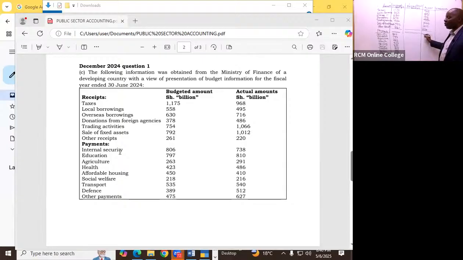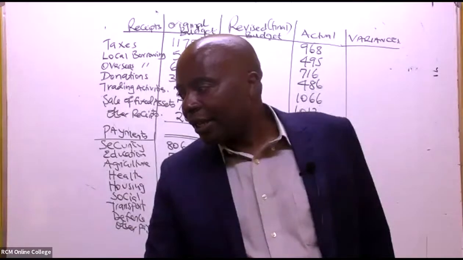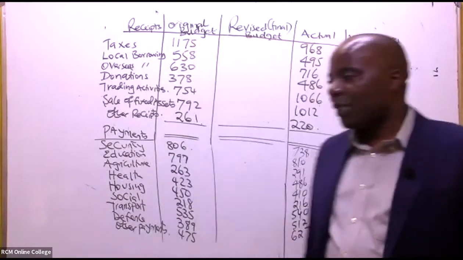So we have here security actual. I have 738. Then we have here 810. We have here 291, the third one. After that, we have 486. After that, we have 410, 216, 540, 512. And then lastly, we have 627. Yeah, so please ensure that the font is very small.